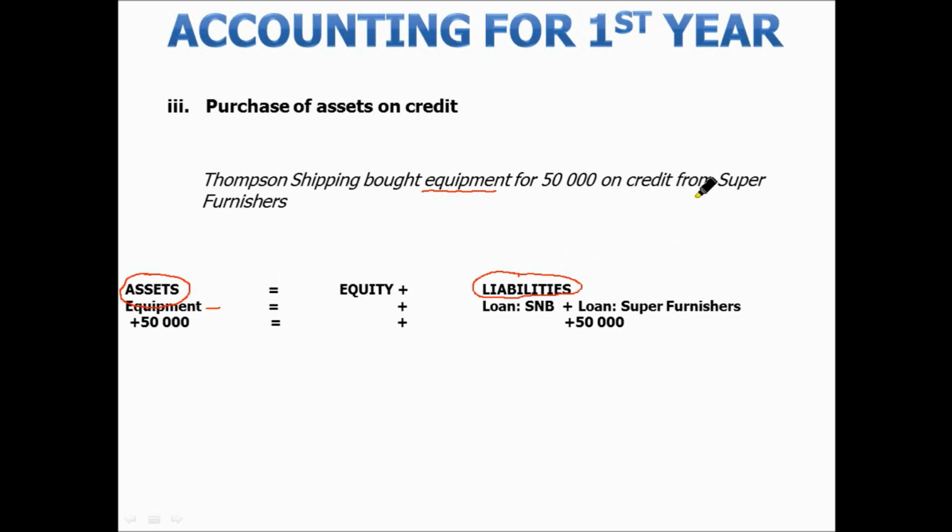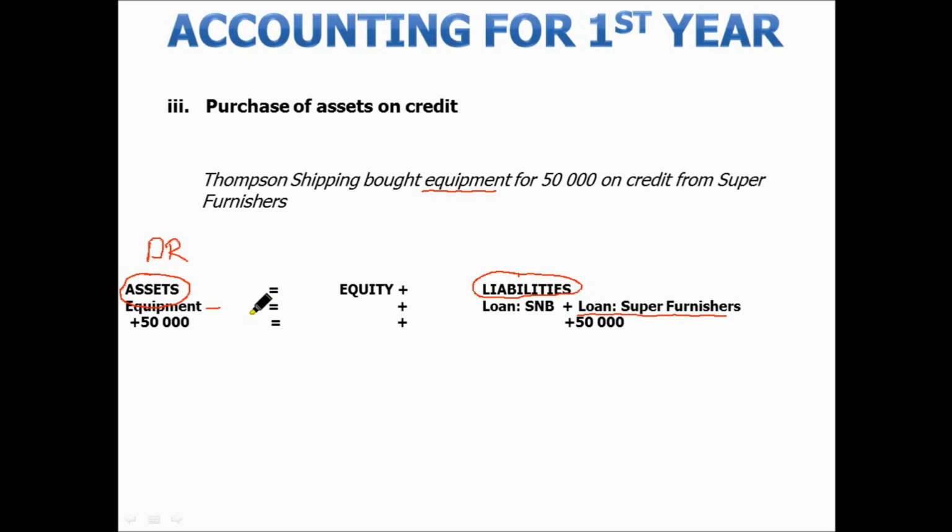And the second account, we know that the purchase was made on credit, which would mean that it is a loan, seeing as we still owe Super Furnishers the 50,000 Rand. And then always remember to also indicate the name of the creditor in your ledger account. Then we need to ensure that the debited amount equals the credited amount.